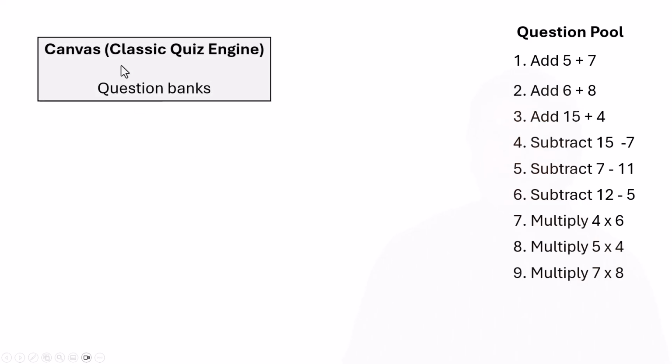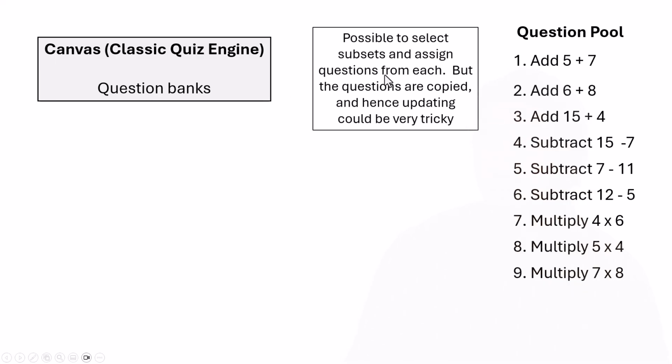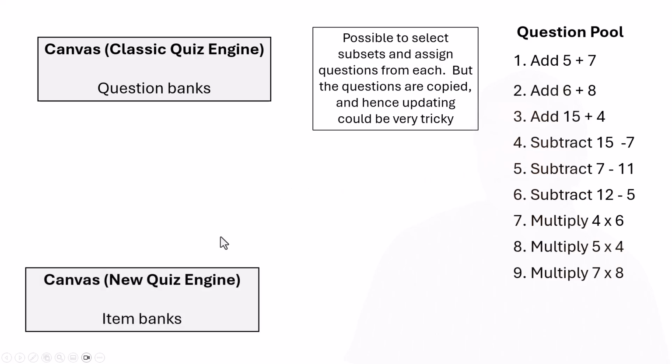If you choose the classic quiz engine, that is question banks, not pools, they're called question banks. Now here, you can choose a question from this, a question from that, and a question from that. It's fine, it can be chosen. If you choose the new quiz engine, then you cannot do it. You can either choose questions from the whole set or an individual question, which will not be randomized.